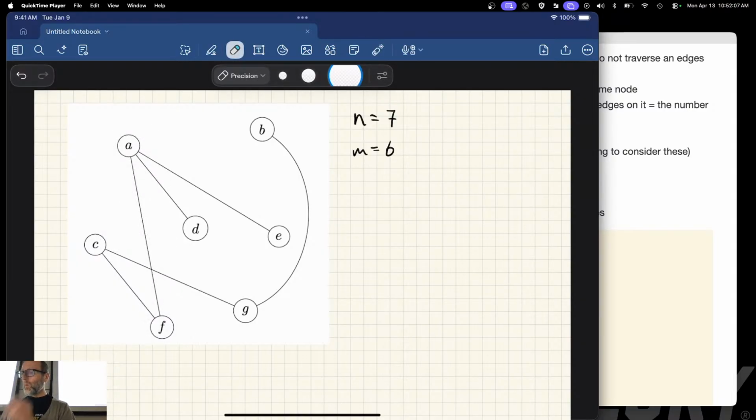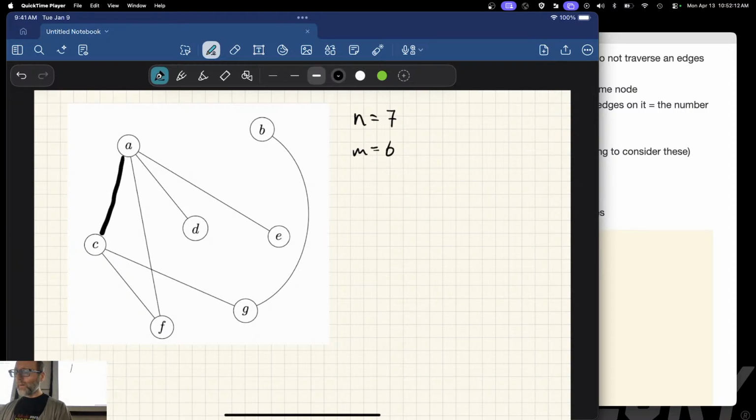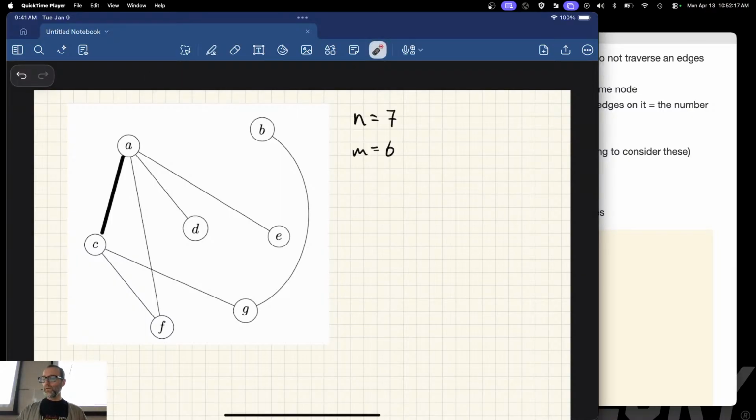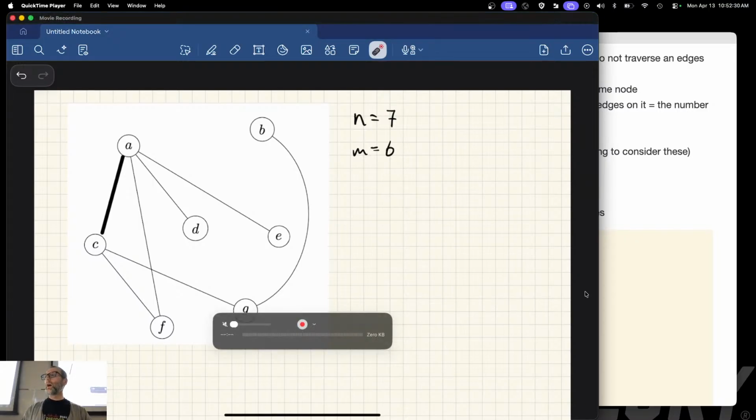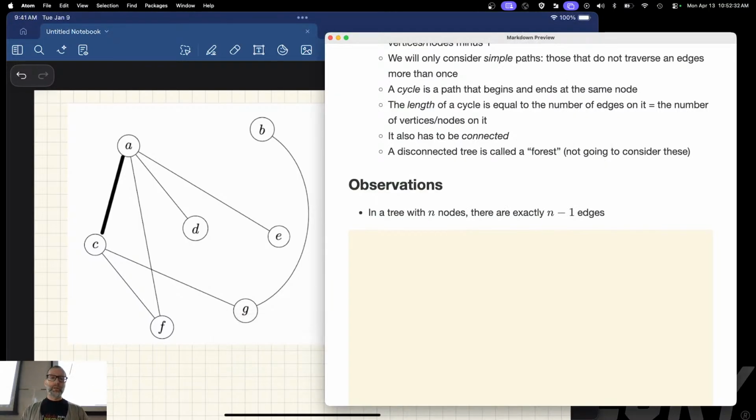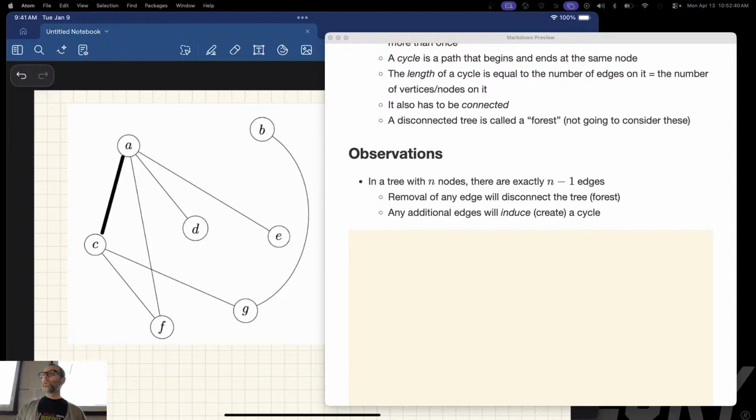All right, fine. Well, can there be more? What if I were to add one more edge here, say from A to C? What did I just do? I induced that original cycle that we observed first, right? So the addition of any one edge is going to induce a cycle. The removal of any one edge is going to cause it to be disconnected. That's not a proof, but that's why we have this observation. The removal of any one edge will disconnect the tree. Any additional edge will induce a cycle.